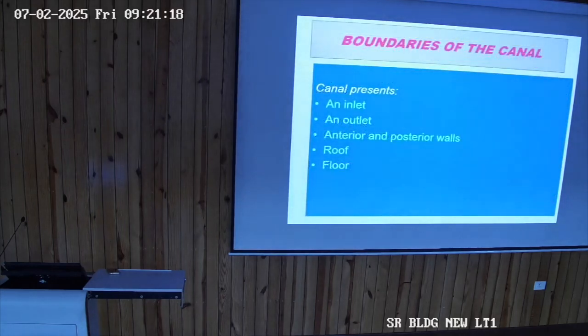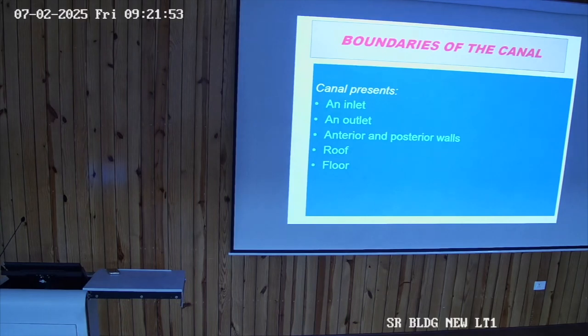Now what are the boundaries of the canal? If we see the canal as a tube, it has an inlet, an outlet, anterior and posterior walls, a roof and a floor. Imagine a tube-like structure. So there is a roof, a floor, an anterior wall, a posterior wall, a lateral end, a medial end. So what is the inlet for the inguinal canal? Deep inguinal ring. And what is the outlet? Superficial inguinal ring. And what is passing through it? Spermatic cord and the ilioinguinal nerve.